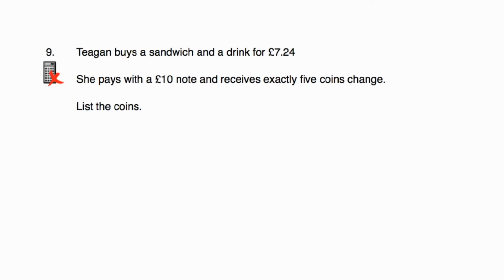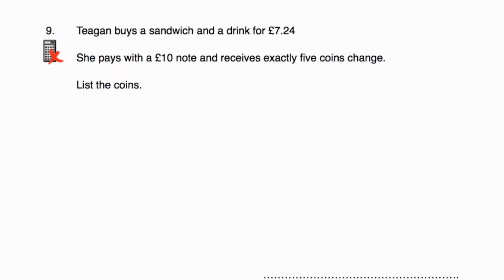Okay, let's have a look at our next question, question number 9. So question number 9 says, Tegan buys a sandwich and a drink for £7.24. She pays with a £10 note and receives exactly 5 coins change. List the coins. So let's work out how much money she should receive in her change. She buys things that cost £7.24 and she pays with a £10 note. So if we take 1,000 pence and take away 724 pence and see what we get.